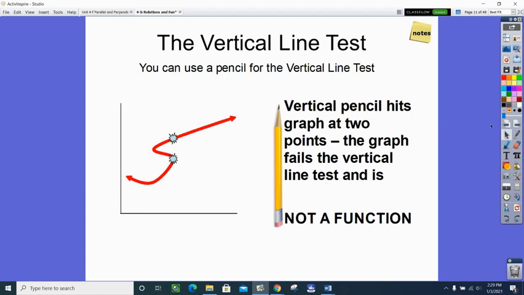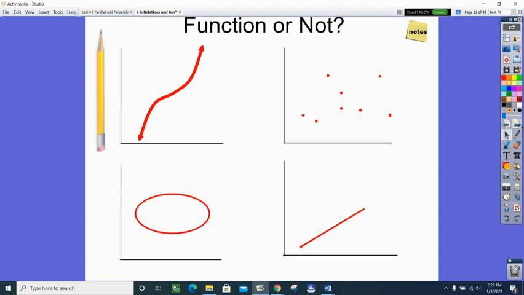So now your turn. I'm going to give you 4 here that you're going to step through, and you're going to give each a yes or no. Is it a function or not? So let's start with the upper left. Did you say yes for this one? See, as we pass it across, it only hits 1 point at a time, so that's a yes. Let's go to the upper right. Let's see. 1 point, 1 point, 1 point. Not a function.